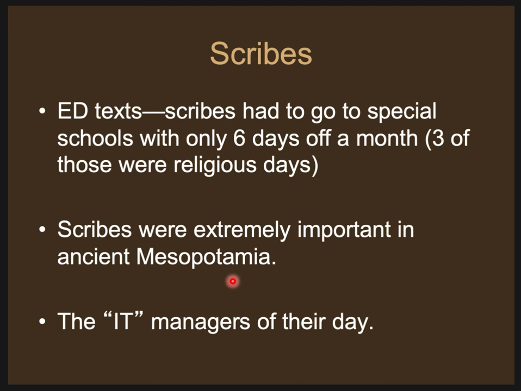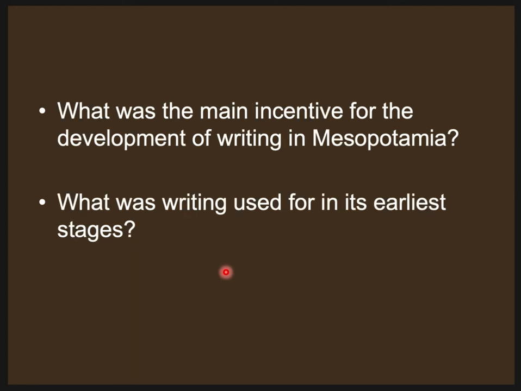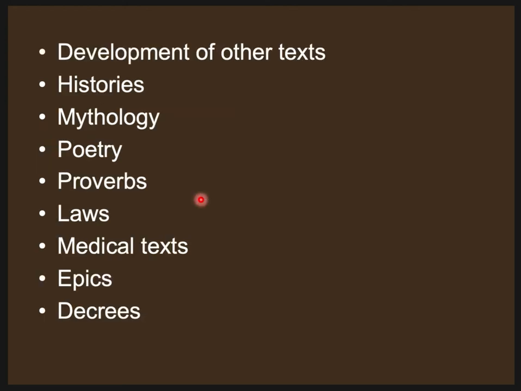in order for the government to function, records have to be kept. In order for the government to function, you have to be able to have diplomatic contacts with other leaders and be able to write letters. And then there was a whole realm of other kinds of knowledge and information you would want to record as well. Right? Okay, so again, main incentive, bureaucracy, specifically of economic transactions.